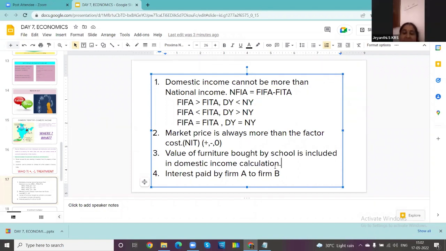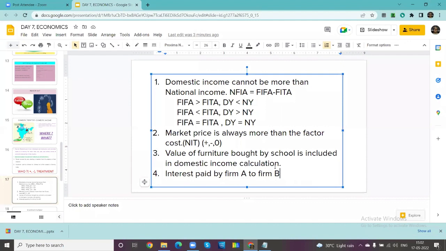Yes, sir. Then interest, அந்த interest ங்கற வார்த்தையை பார்த்தா உடனே interest income method ன்றாங்க, right? But look at the term. It says interest paid by firm A to firm B. So firm A, firm B, ரெண்டுமே production firms, right? அப்ப இது என்னதா இருக்க முடியும்? Interest paid by firm A to firm B னா என்னதா இருக்க முடியும்? இது வருமா? இது வராதா? என்ன பண்ணுவோம் அத?